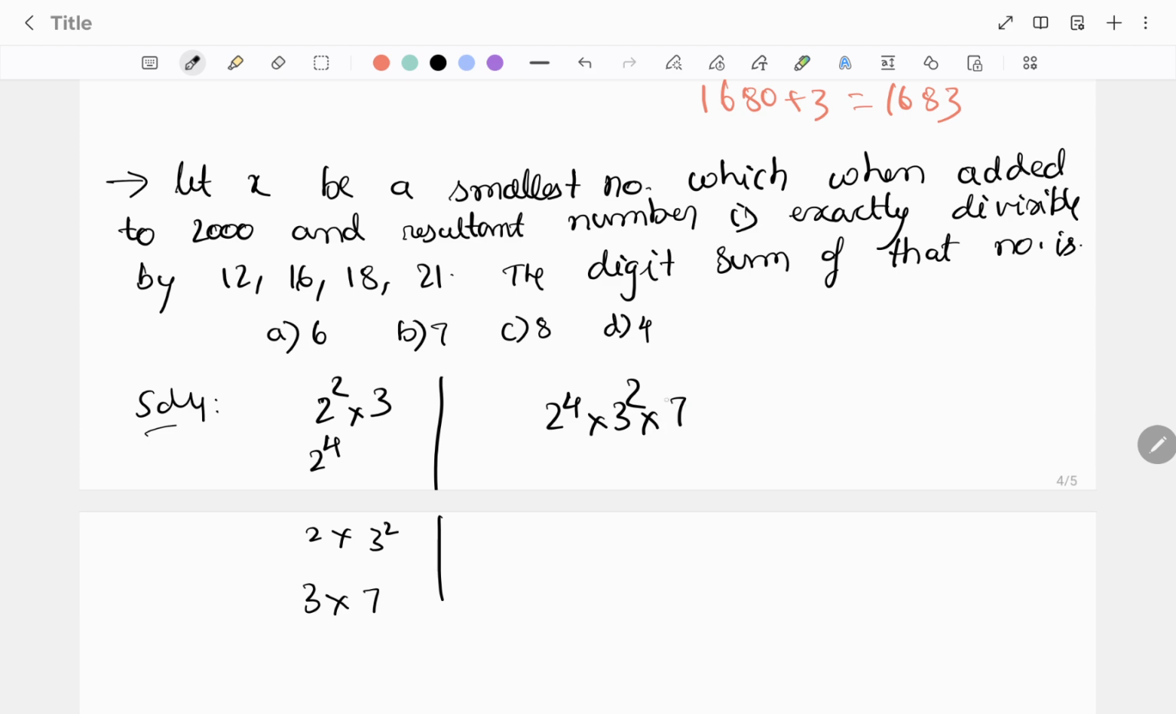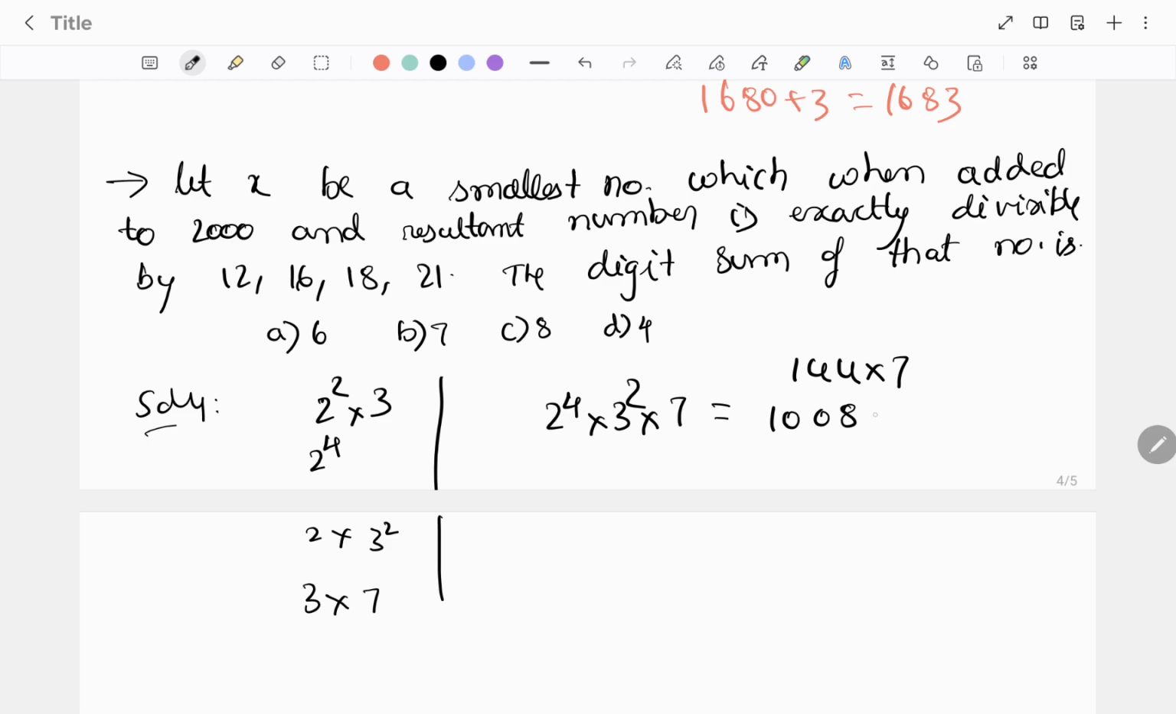2 power 4 is 16, into 9 is 144, into 7. 144 into 7: 7 4s are 28, 7 4s 28 plus 2 is 30, 717. 1008 is the value.